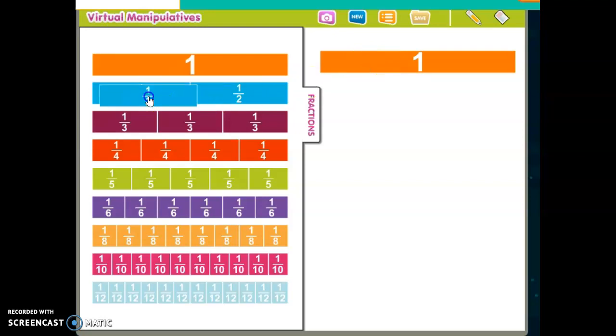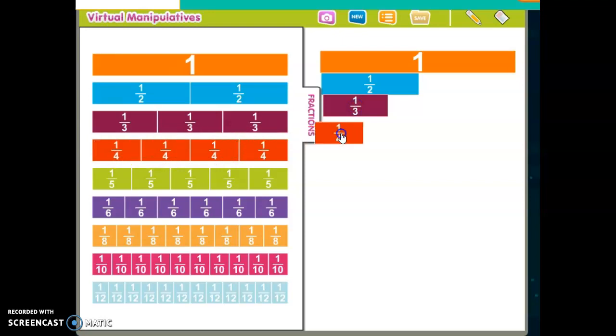If you want half of the bar, you click the half. If you want a third of the bar, you click 1/3. If you want a fourth of the bar, you click 1/4. A fifth of the bar, 1/5. A sixth of the bar, 1/6.